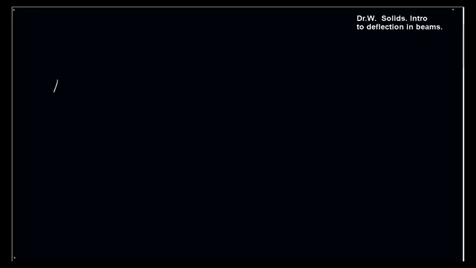Let's take a look at a simply supported beam with a concentrated load P acting in the center, at L on 2. And we know that this would be 1/2 of P and 1/2 of P because of the symmetry in this problem.